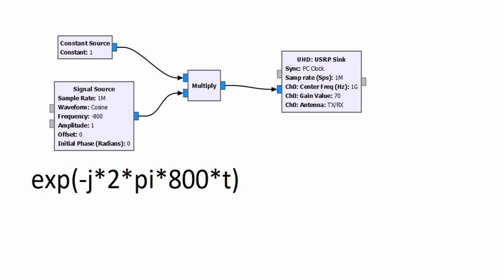And so by doing this product, we now shift our baseband signal by 800 hertz lower. And now when we look at the spectrum analyzer, we should see the tone exactly at 1 gigahertz. So this is how we can do fine frequency adjustment back in the software domain.